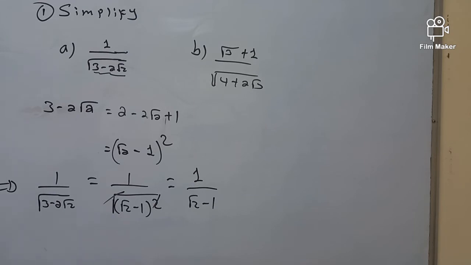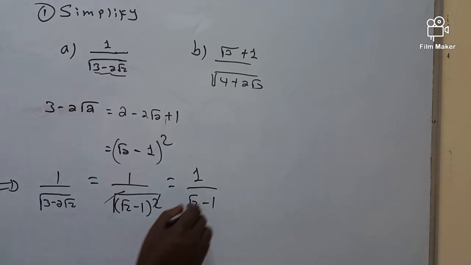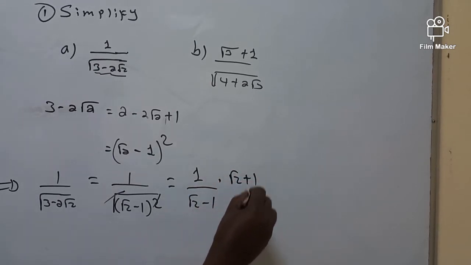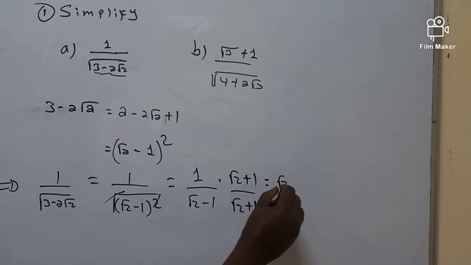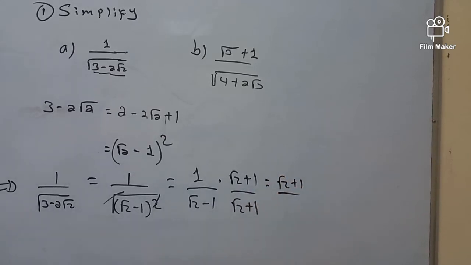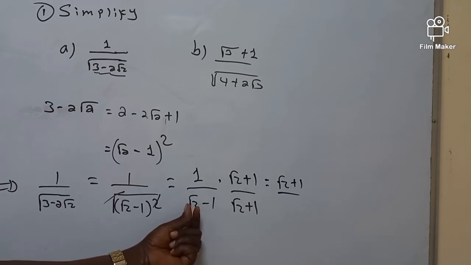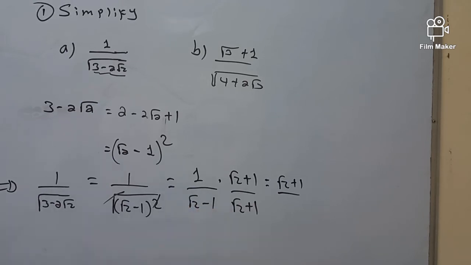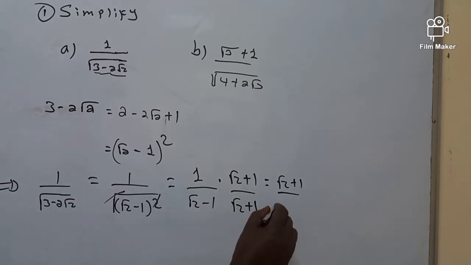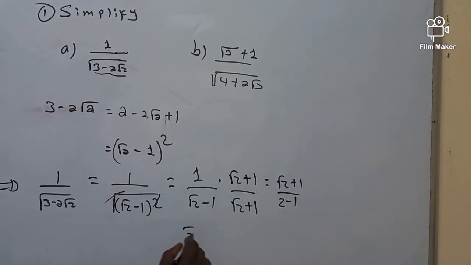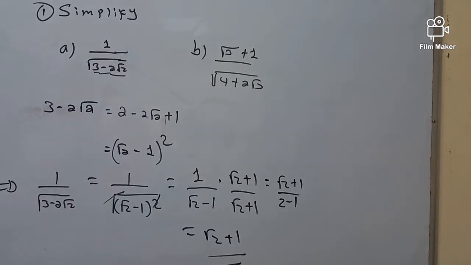Finally, we have to rationalize the denominator, multiplying by root 2 plus 1 over root 2 plus 1. The denominator is a difference of two squares: root 2 the whole square minus 1 square, which is 2 minus 1, which is 1. The result is root 2 plus 1. So this is the simplification for the first problem.